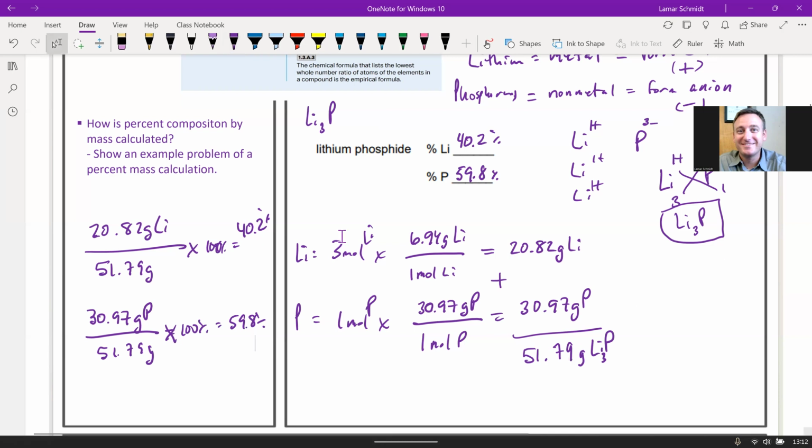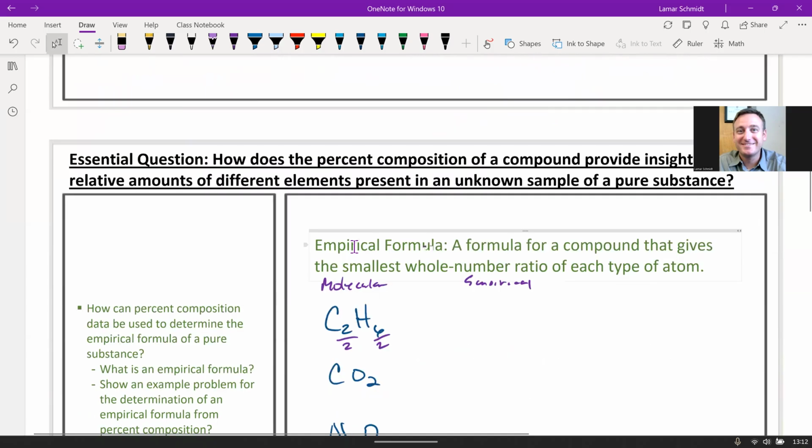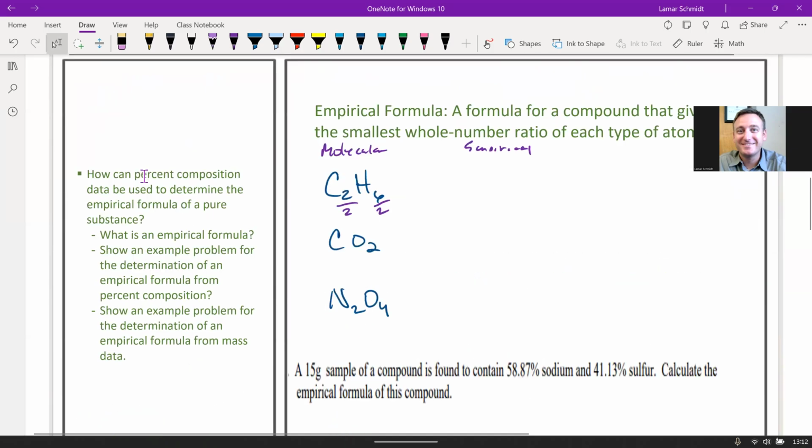All right, now let's go to some other things. Empirical formula says, how can percent composition data be used to determine the empirical formula of a pure substance? And then it asks, well, what is an empirical formula? And that's a great question. What is an empirical formula? So let's talk about that. An empirical formula is a formula for a compound that gives the smallest whole number ratio of each type of atom. So we're going to see the smallest whole number ratio.